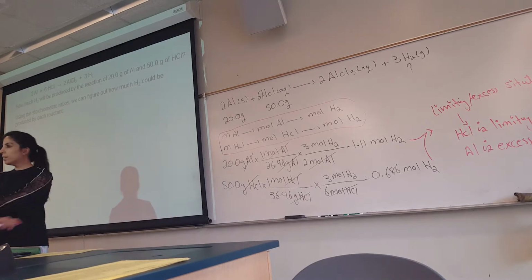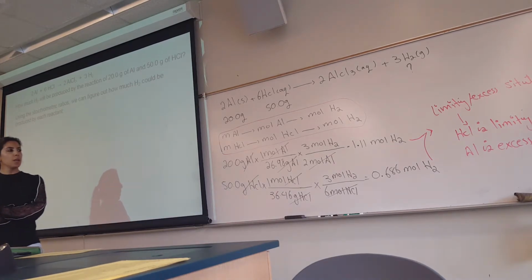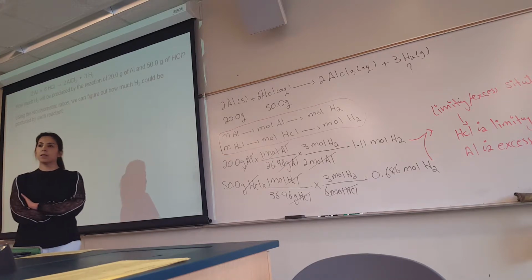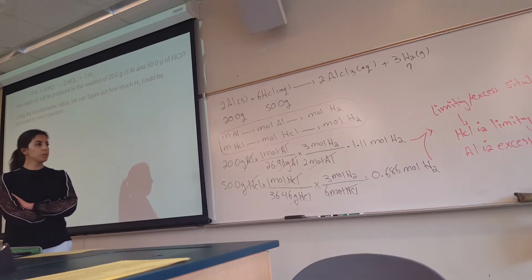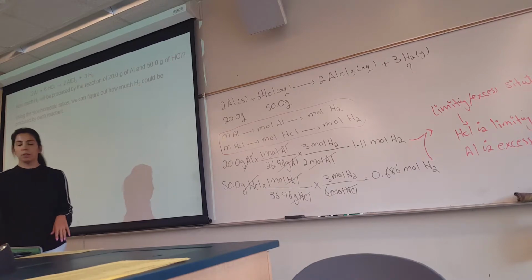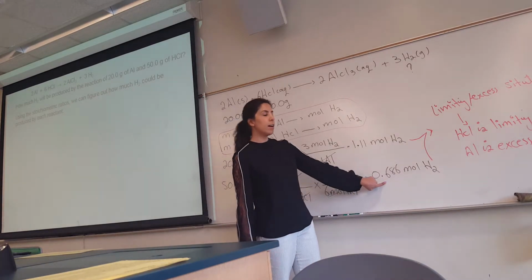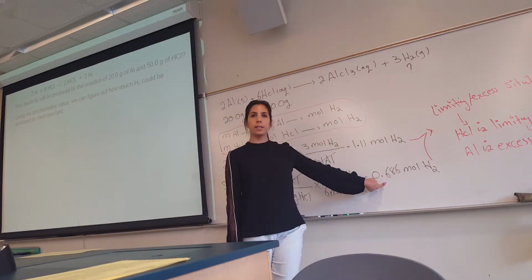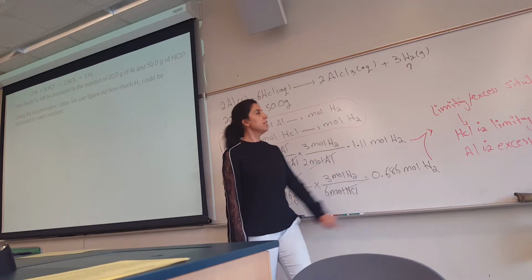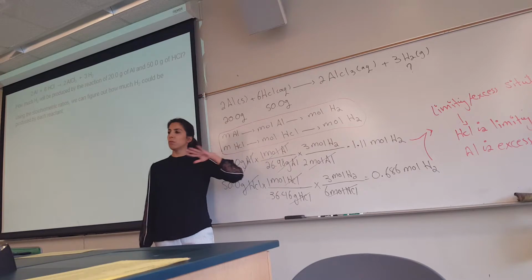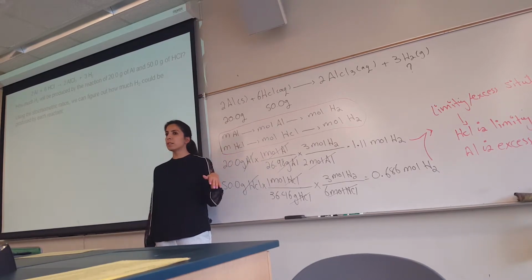So by doing this, I found out that first of all, aluminum and hydrochloric acid are not in a stoichiometric ratio the way they're given to me. And based on the amount of hydrogen gas produced, I can tell that hydrochloric acid is my limiting reactant. What does that mean? It means that as soon as you use 50 grams of hydrochloric acid, your reaction is going to stop.